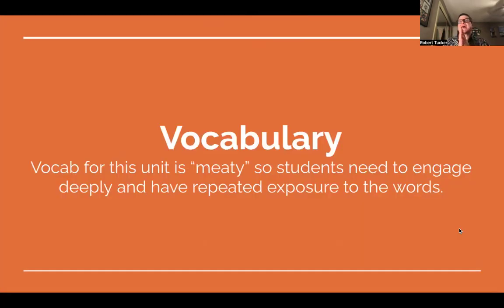Okay, so that is the text. That is all eight texts. Again, two target texts centering traditionally marginalized voices like Native Americans as well as Latinos. When I think about vocabulary for this unit, I've already read most of the text, and I'll just tell you there's a lot of meaty words in here. Examples would be like assimilationist, etc. Because there's so many meaty words, my vocabulary strategies really need to ensure that students engage deeply and that they have repeated exposure to the words.